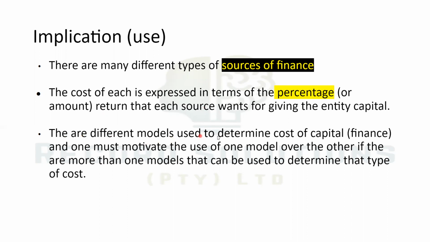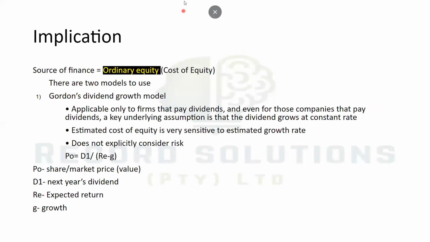Then there are different models used to determine the cost of capital finance, and you'll see what I mean when I say models. One must motivate the use of one model over the other. So to determine some sources of finance, you can use two models, so you have to firstly explain why you're using this model over the other, because they are both there to calculate the cost of that particular finance.